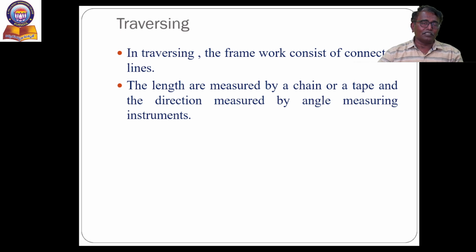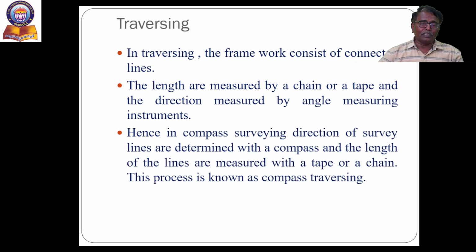So here, in the case of compass surveying, the traversing is done by using the chain to measure the distances, and the direction is measured by using the compass. Hence, in compass surveying, the direction of survey lines is determined with a compass, and the length of the lines is measured with a tape or a chain. This process is known as compass traversing.